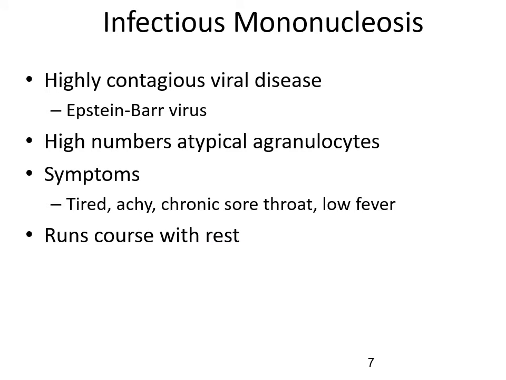Mononucleosis is a highly contagious viral disease that's caused by the Epstein-Barr virus, and you get a high number of atypical agranulocytes. And these agranulocytes, because it's a virus, tend to be your lymphocyte population that increases in number during a viral infection. And when your lymphocytes become active, they stretch out and they start to become enlarged and they become very phagocytic. And their nucleus changes shape.